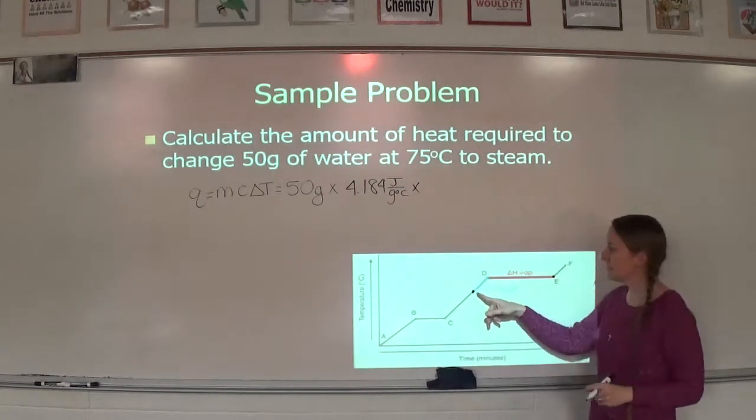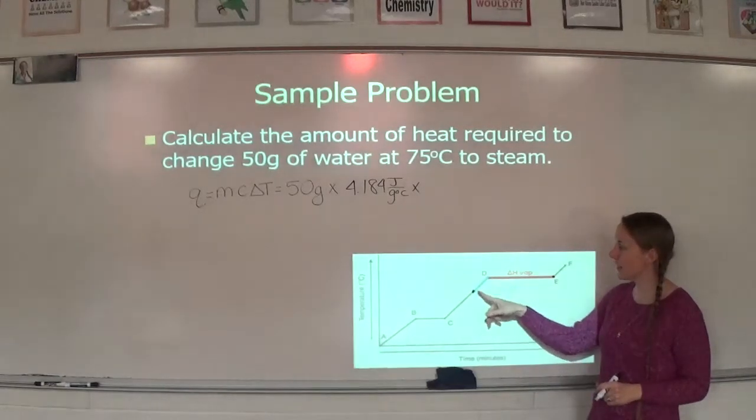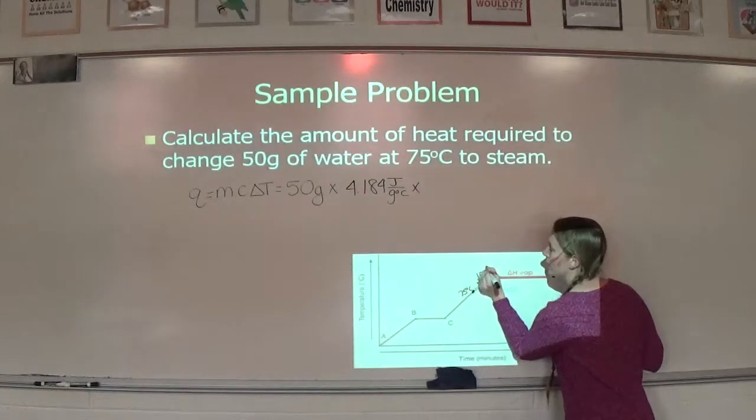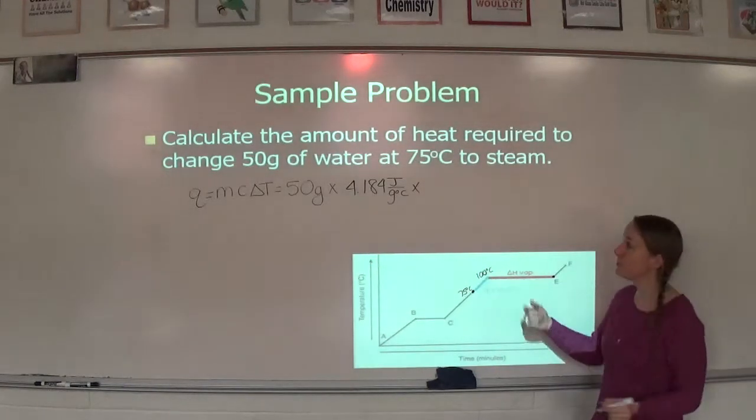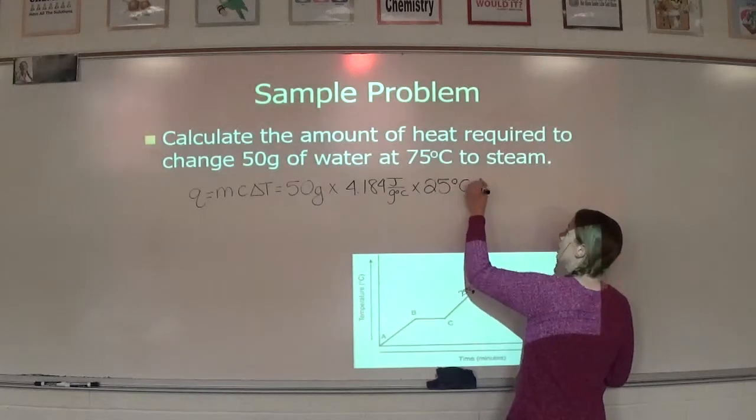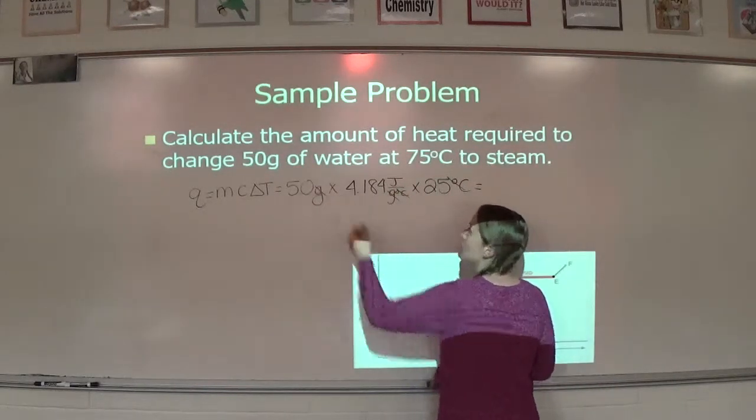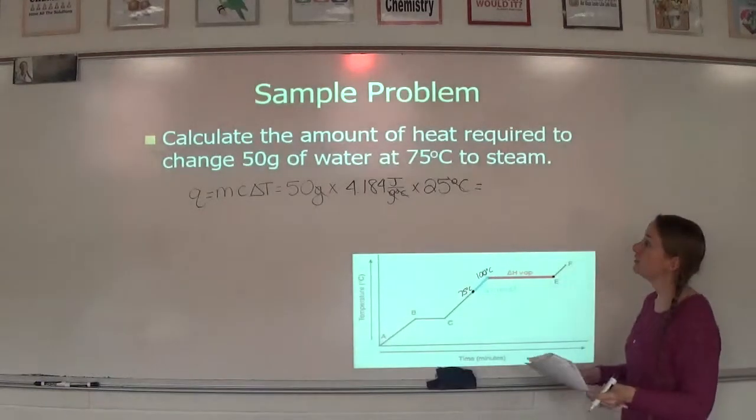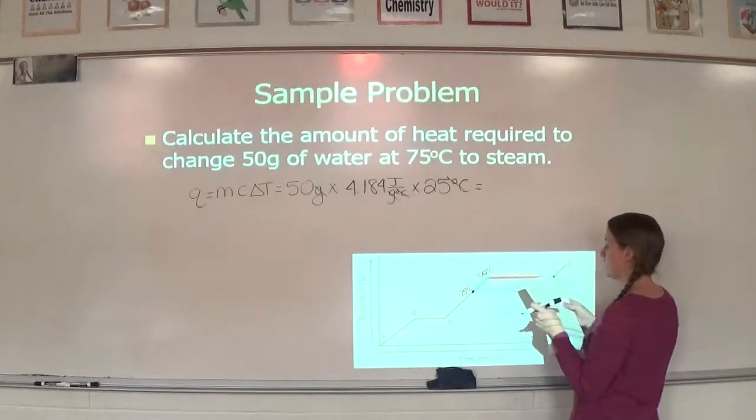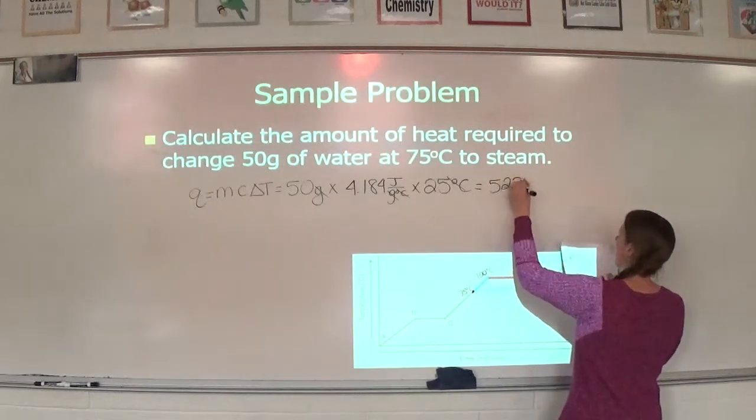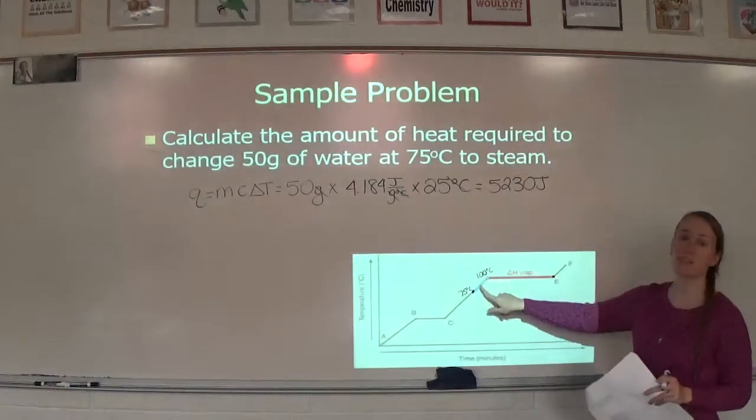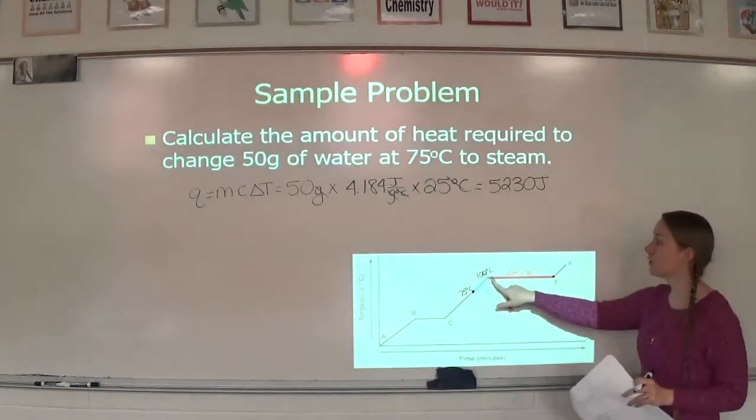And then next, I need my temperature change. Well, on this blue line, I'm starting at 75 degrees Celsius. I'm going to 100 degrees Celsius. So my temperature change, of course, would be 100 minus 75, which is 25 degrees Celsius. So my Celsius cancel, my grams cancel, and so when I solved this first step, I got 5,230 joules. Okay, so this is the number that goes with just the blue line. I have not done the red line yet.